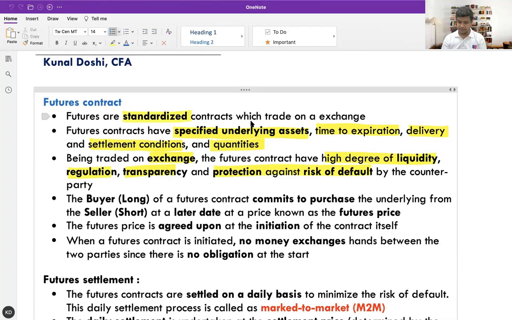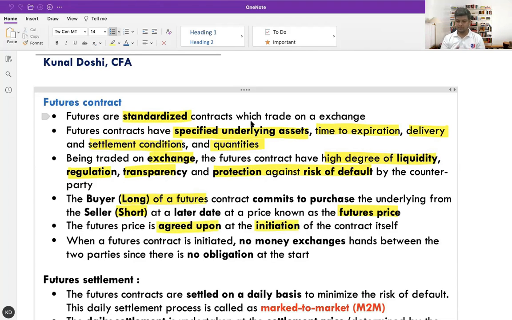All these features. Here, the buyer of the contract is called long futures. Long means I commit to purchase or buy the asset in the future from the seller or the short at a later date and at a fixed price, which you and I agree today. That's called the futures price. Now, instead of forward price, I will say Futures price. This is the price which you and I have agreed upon at the initiation of the contract itself. So before the contract started, you and I have agreed what will be the price.